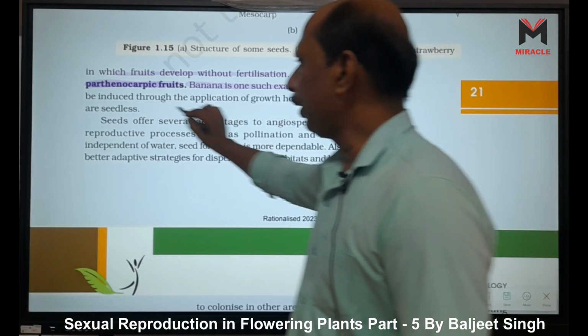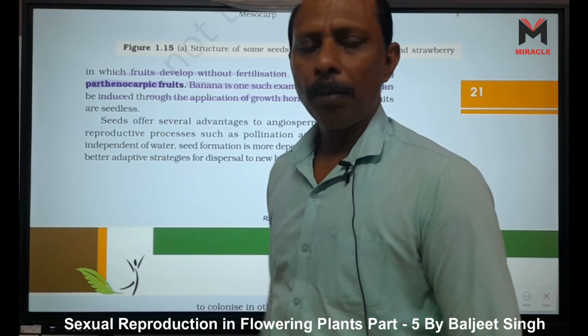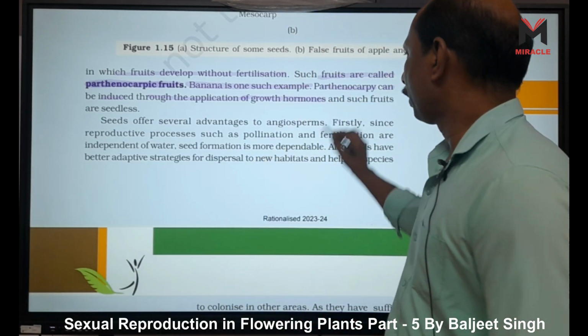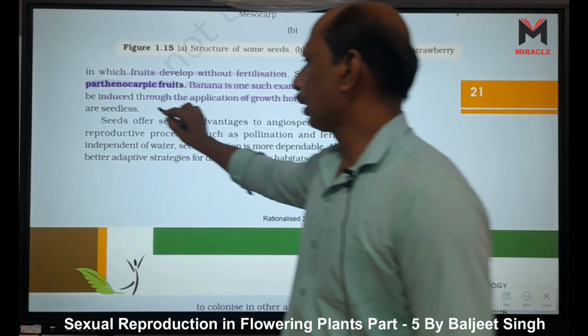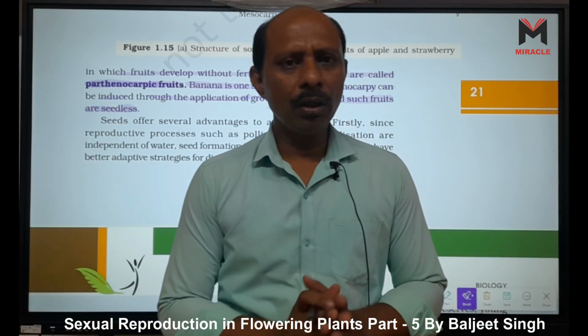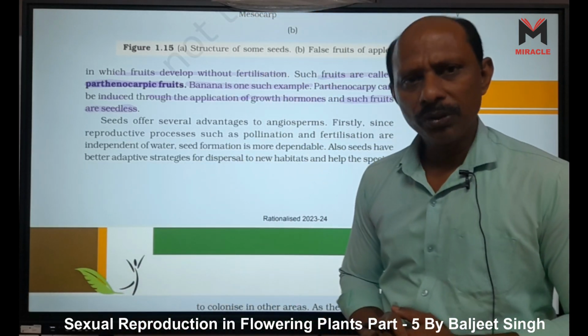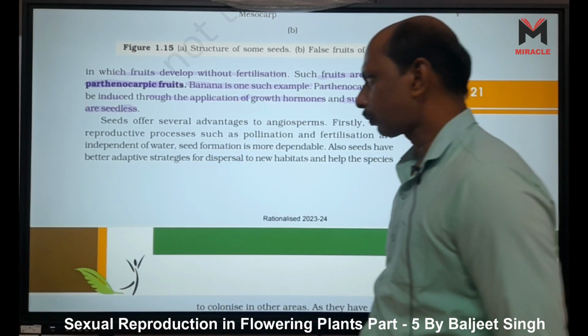Parthenocarpy can be induced through the application of growth hormones, for example by the application of auxin, right? And such fruits are seedless. They become seedless because they are developed without fertilization. Without fertilization means the ovule is not developed into seed because it has no embryo.